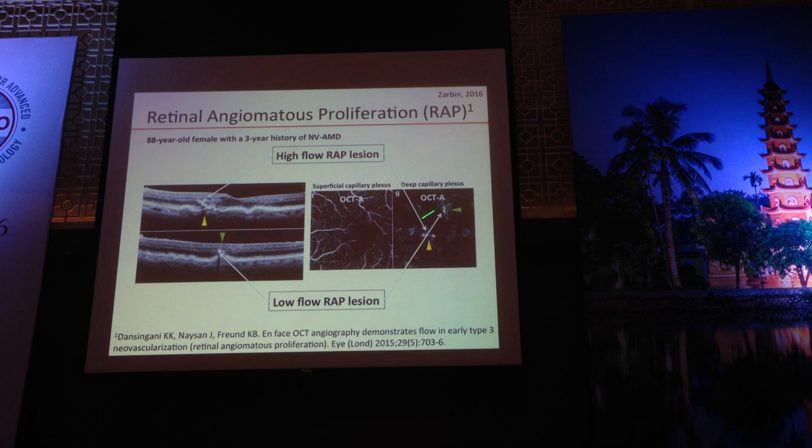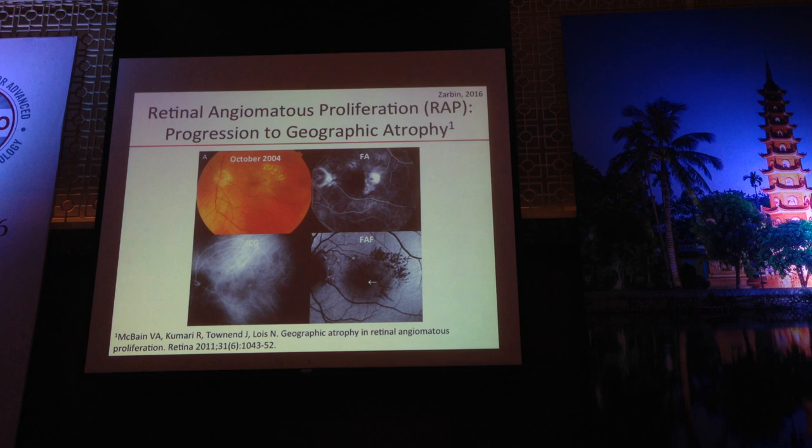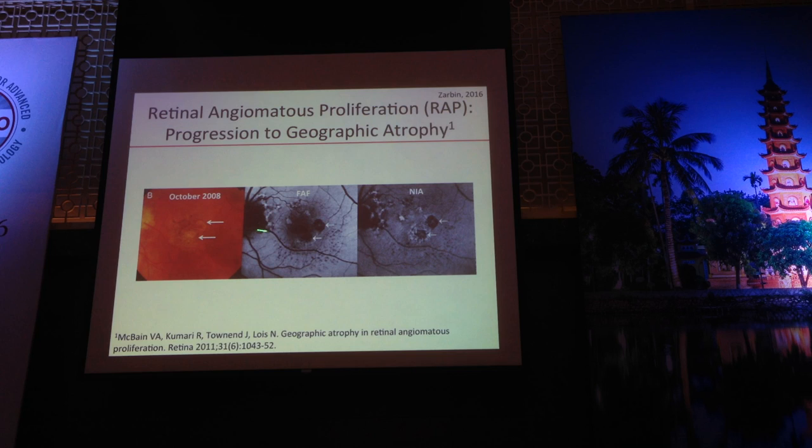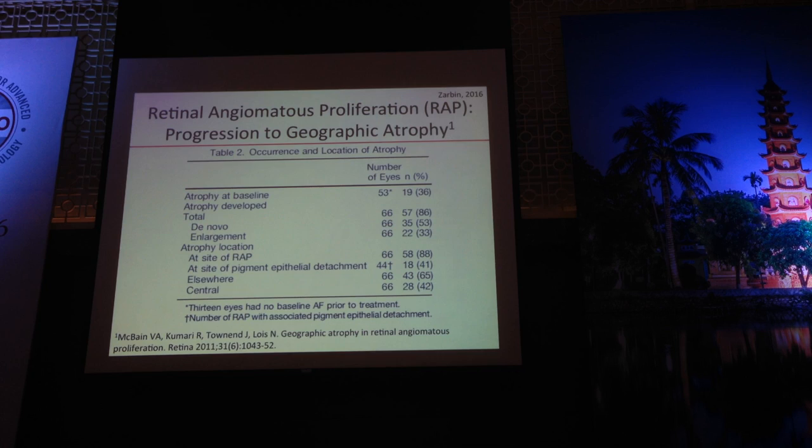Well, retinal angiomatous proliferation is associated with an increased risk of developing atrophy. That's shown in this patient. So here the patient is in October 2004 with a RAP lesion. And then 4 years later, they've developed two areas of atrophy, shown by the white arrows. And in fact, Dr. Lois and her colleagues showed that in areas of RAP, there's about an 88% chance of developing atrophy. And this turns out to be the major sight-limiting feature of RAP lesions.